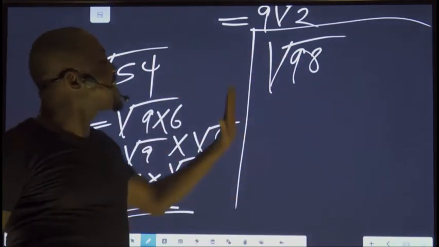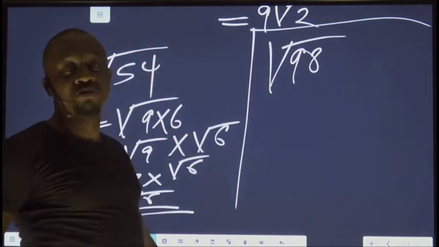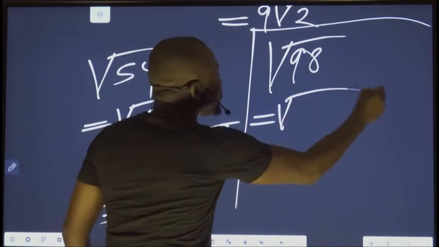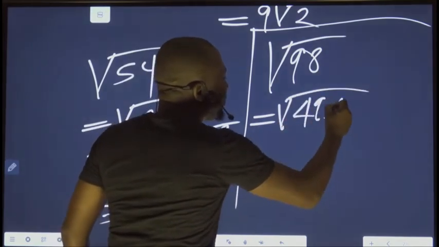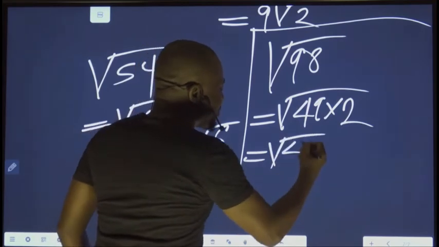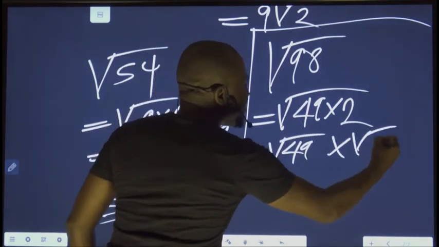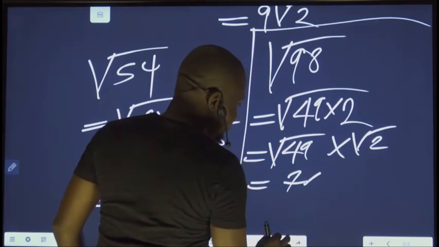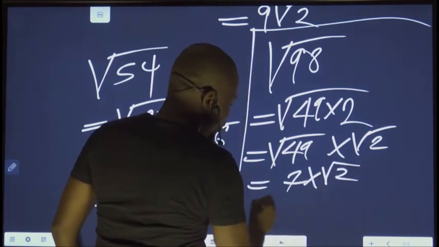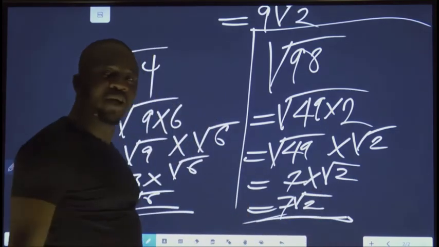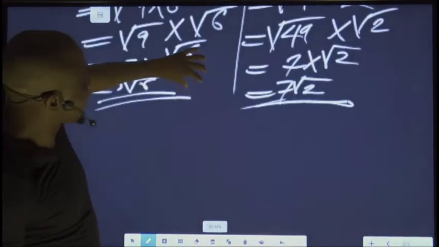What about this? This is the square root of 49 times 2. This is equal to the square root of 49 multiplied by 2. And we know that we can separate them. We can separate them to say the square root of 49 multiplied by the square root of 2. What is this? 7 multiplied by the square root of 2, which is 7 square root of 2. Okay? This is simple, right?